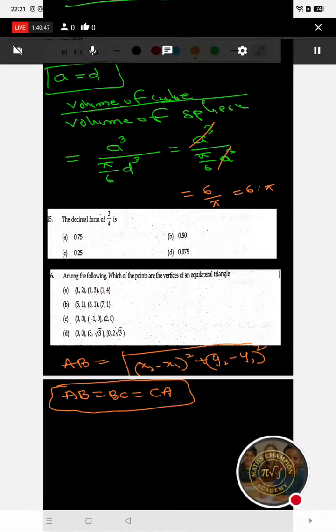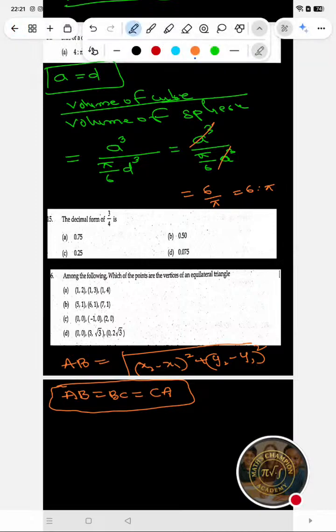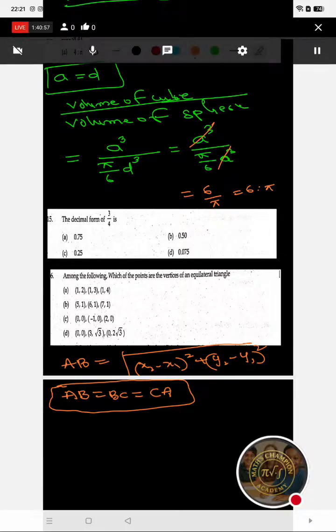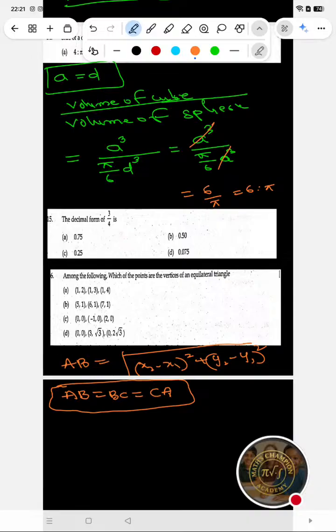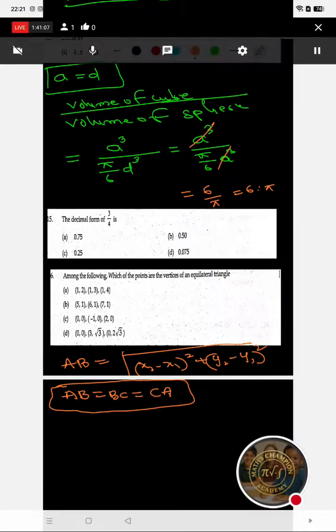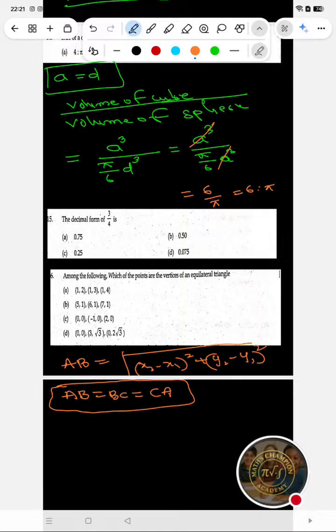Try to comment for these questions. I hope you are understanding. Next, what is the question? Shall we go for the next question? Try to comment for this question. If you want explanation, do comment, I will explain. Okay, next we will go to the next problem.